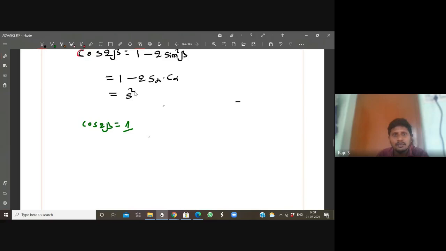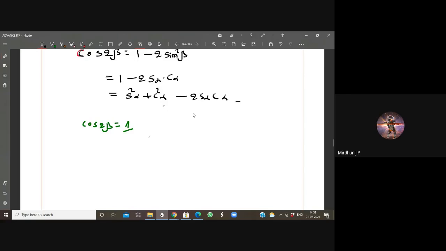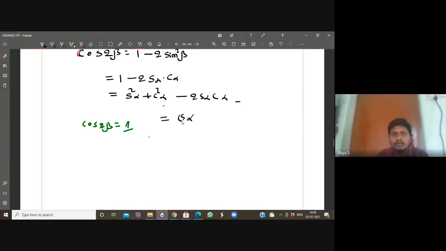One as sin square alpha plus cos square alpha minus 2 sin alpha cos alpha. It is in the form of (sin alpha minus cos alpha) the whole square. So here I want to do one thing. Here I want to multiply and divide with 2 inside: (1 by 2 sin alpha, 1 by 2 cos alpha) the whole square. 2 you can take outside. When I take 2 outside, what will it be? 4.